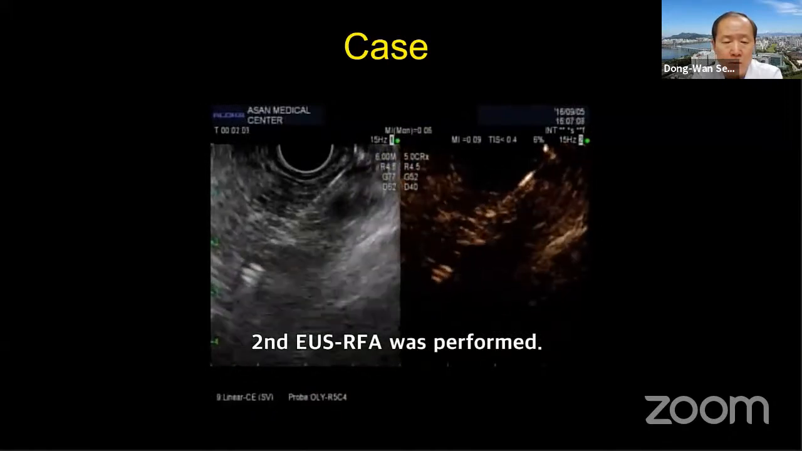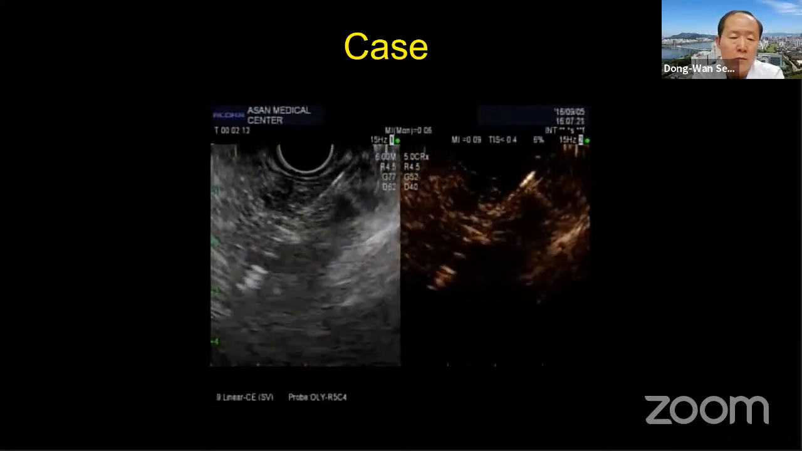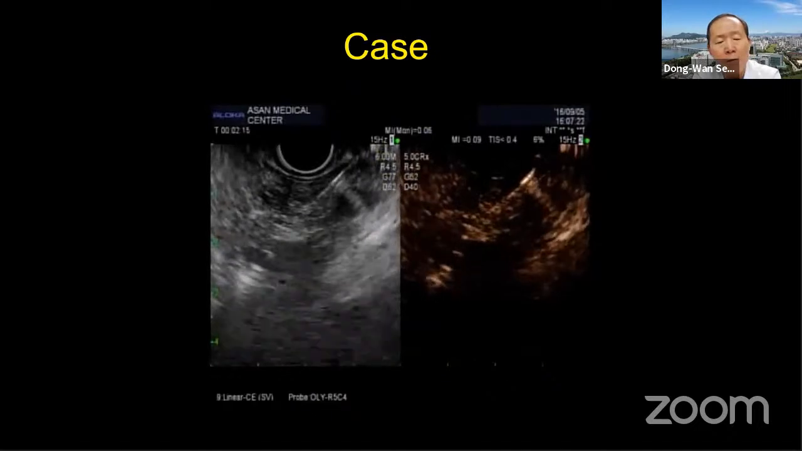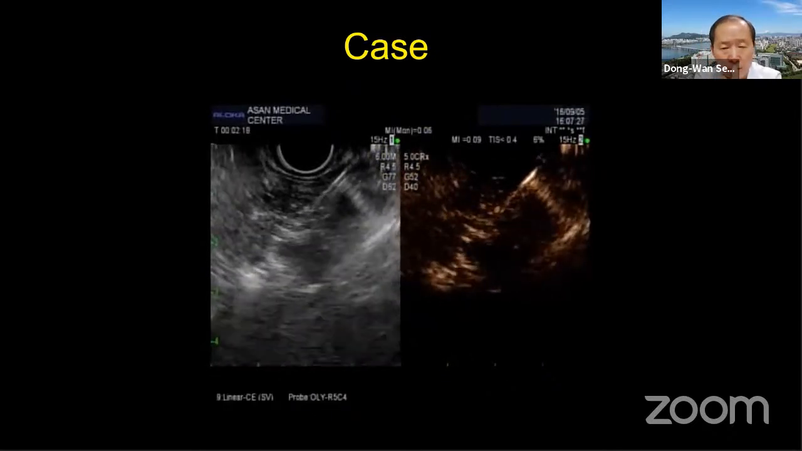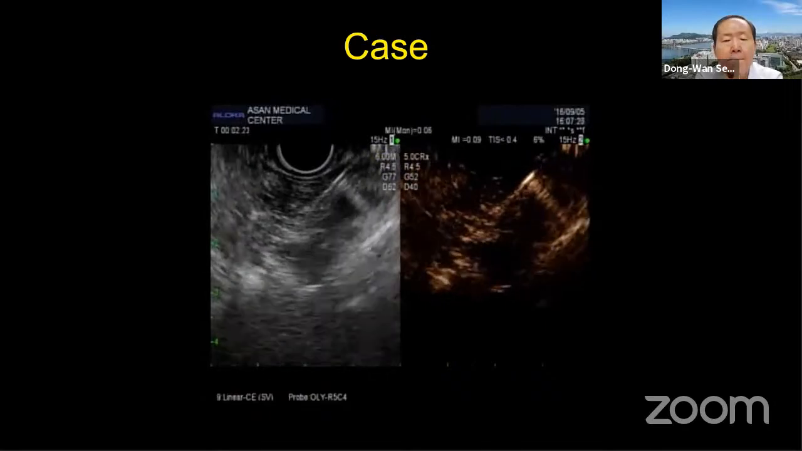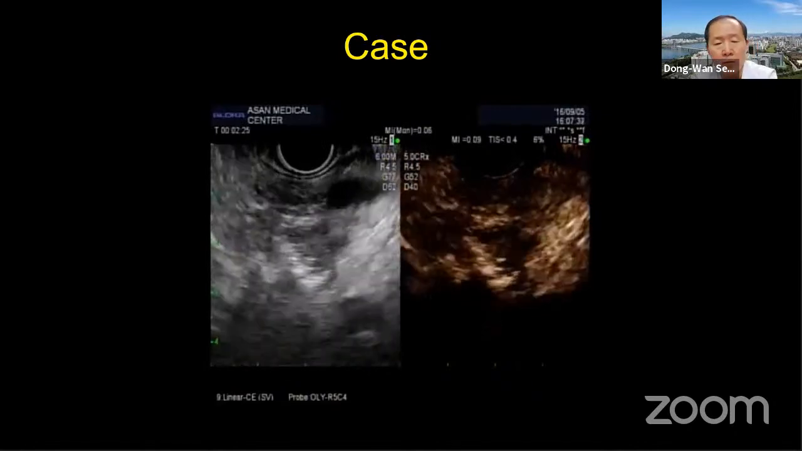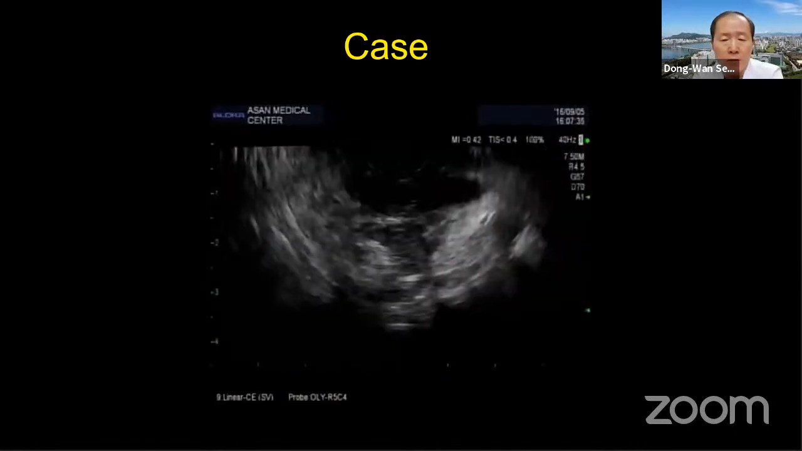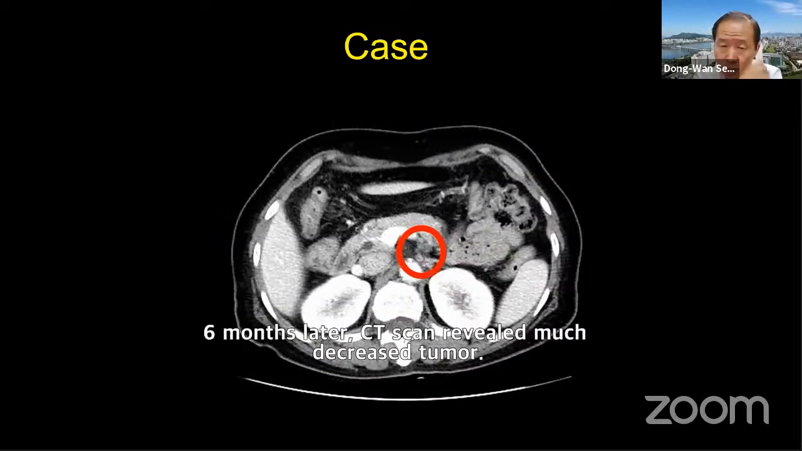So we started a second RFA on this viable tissue and repeated the procedure again. This is called contrast-enhanced EUS-guided RFA. It is very effective to know remnant viable tissue. Now, 3 months after, the follow-up CT showed marked decrease of the tumor. 6 months later, the lesion became rudimentary.